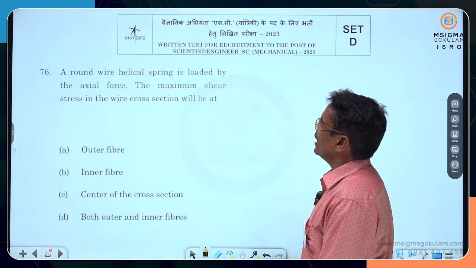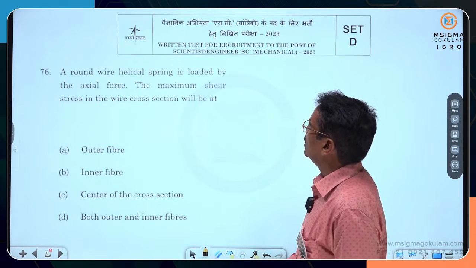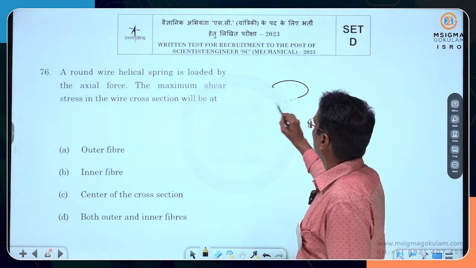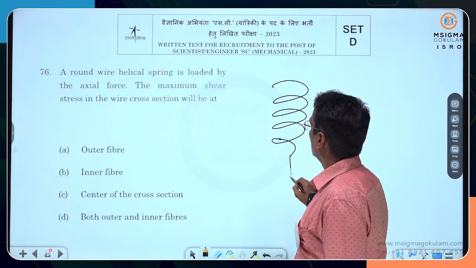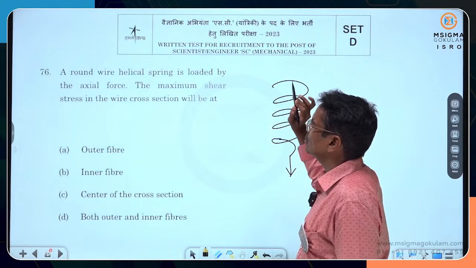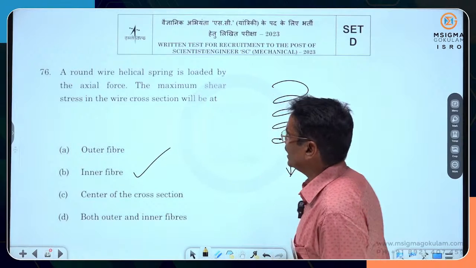A round wire helical spring is loaded by an axial force. Helical spring, axial force, may be tensile force or compressive force. The maximum shear stress in the wire cross section will be at the inner fiber.